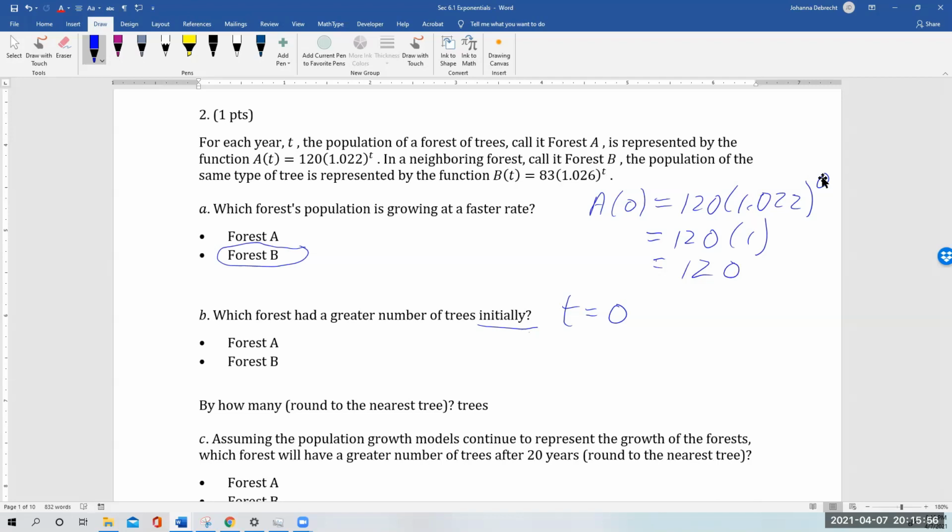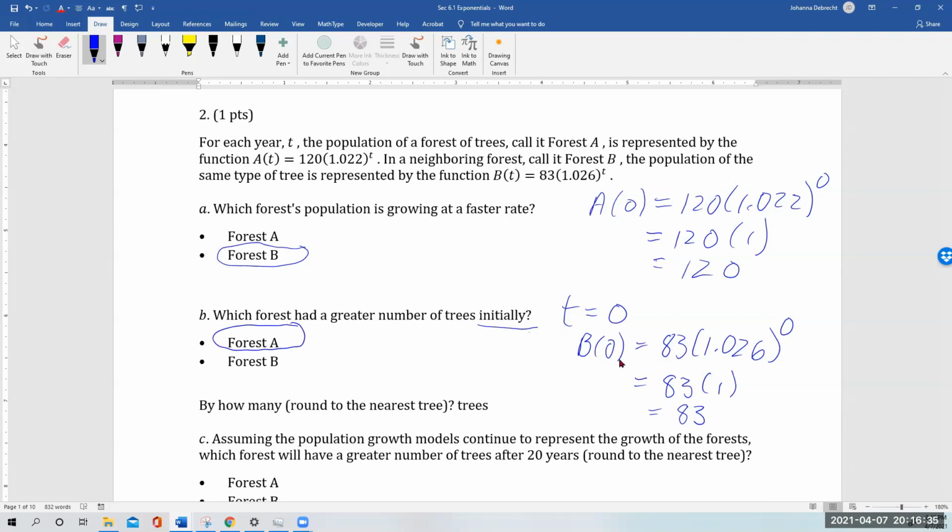If we apply the same process to the next part, when we're looking at forest B, and I need to use a B there, we've got B of 0 is equal to 83 times 1.026, the higher rate, the higher base, raised to the 0th power. And that would be 83 times the number 1, which is 83. That means that forest A initially had more trees, but forest B was growing at a faster rate. So forest A had more trees to start with.